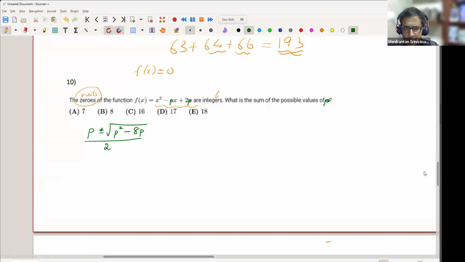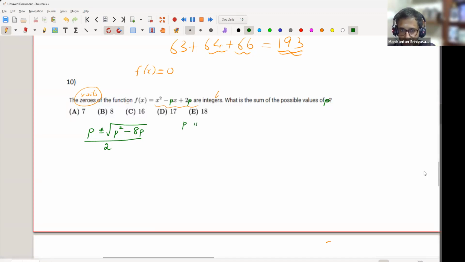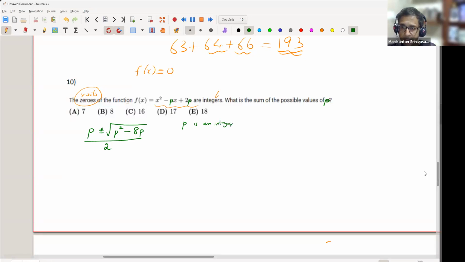Now this quantity has to be an integer. He doesn't say p is an integer. He says this quantity has to be an integer. But this will imply that p also has to be an integer. So we'll ignore that fact for now. Why that is the case, we can prove. But for now, just go with the flow that p is an integer. Otherwise, one could argue that p is a fraction and p square minus 8p is a square of some fraction.